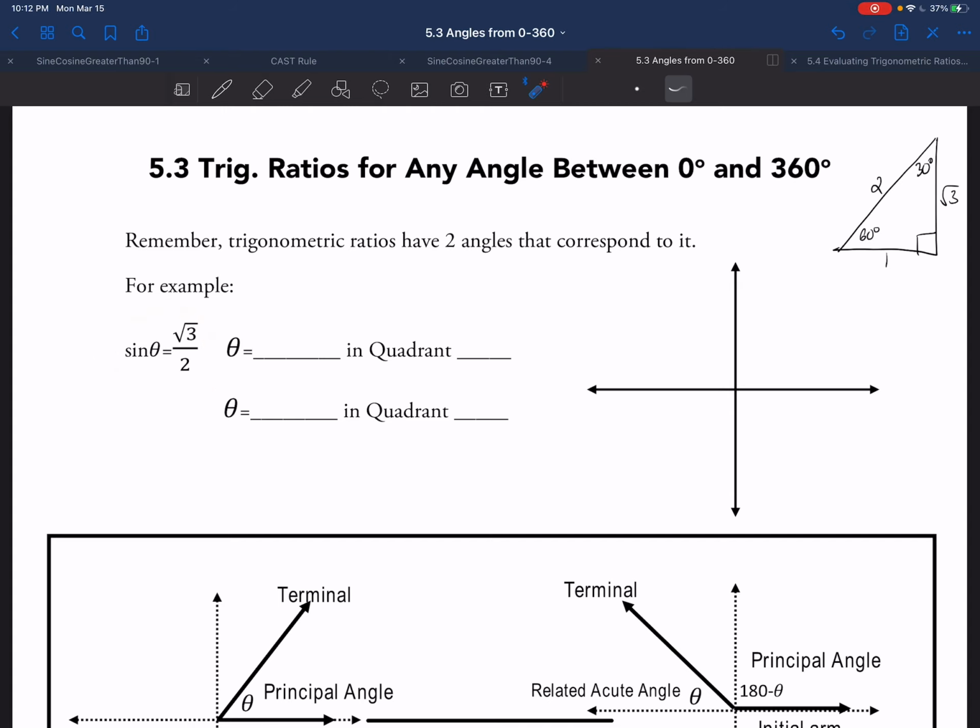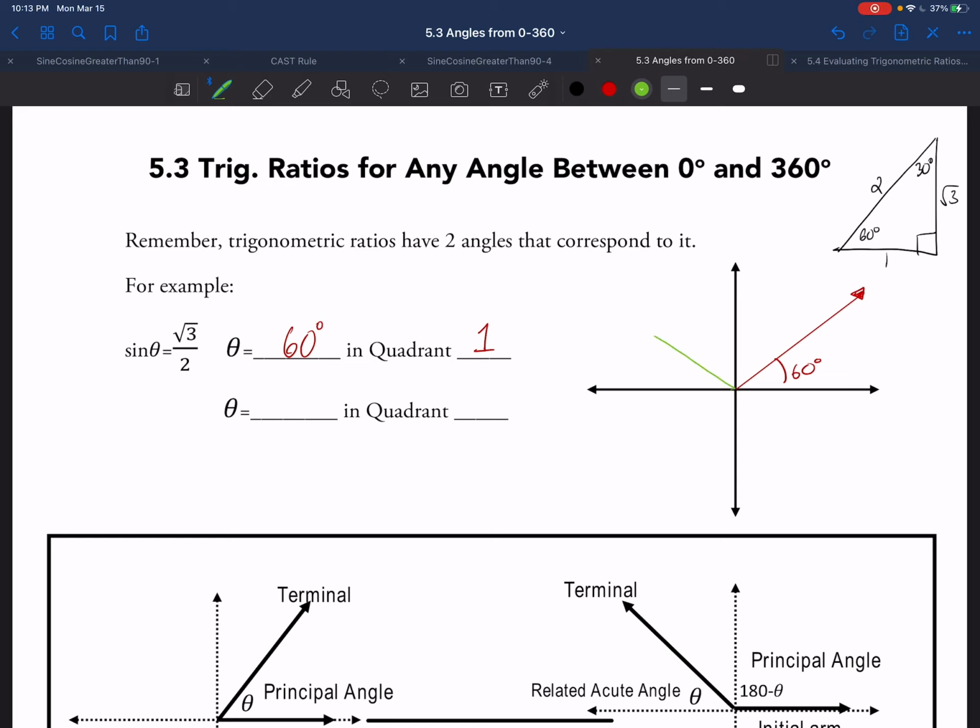And we remember, hopefully, our special triangles. Opposite over hypotenuse, because that's what sine is. Root 3 over 2. So the sine of 60 degrees, which is in quadrant 1, is going to be equal to another angle. So let's draw 60. And that's going to be equal to another angle.